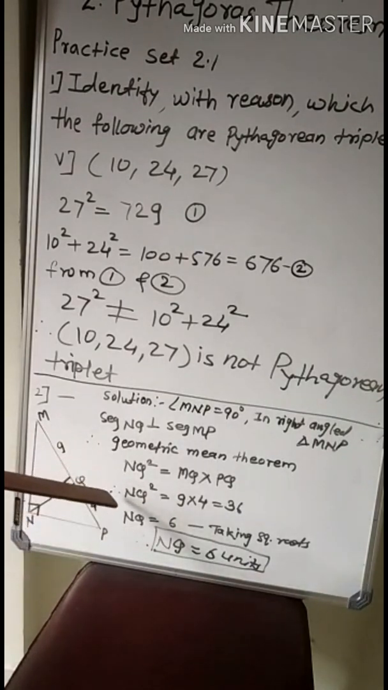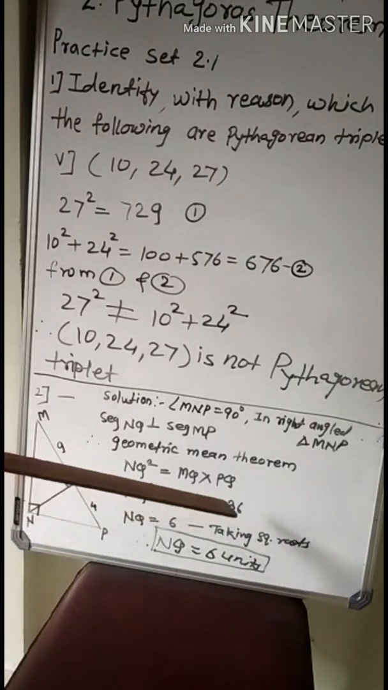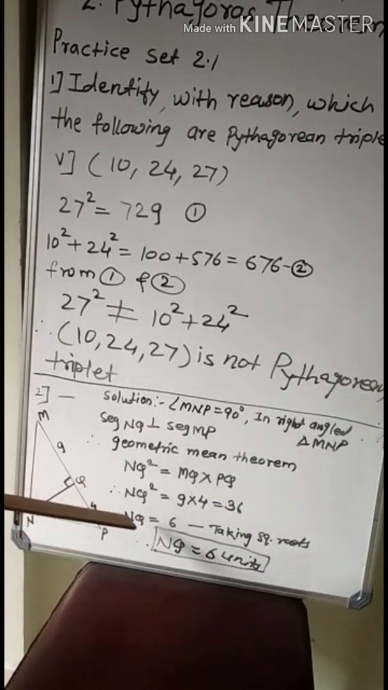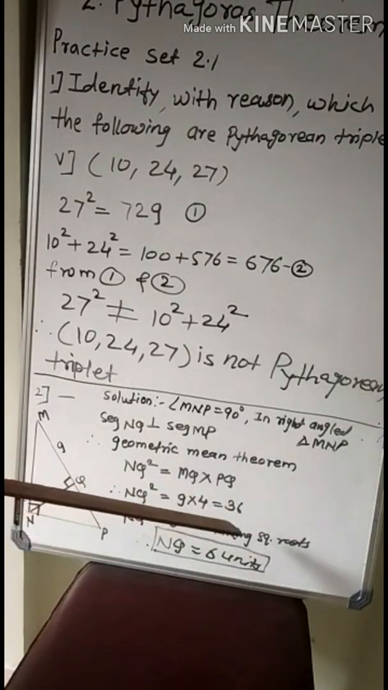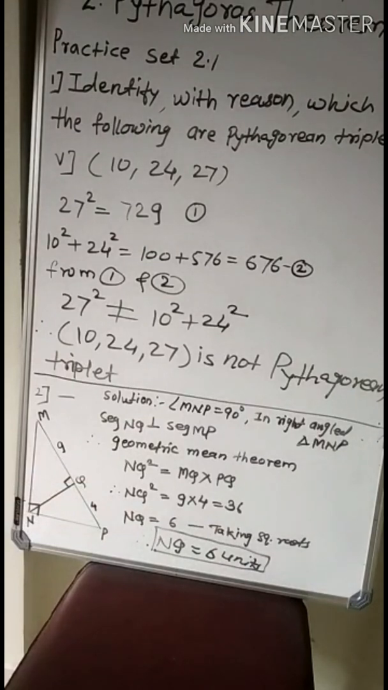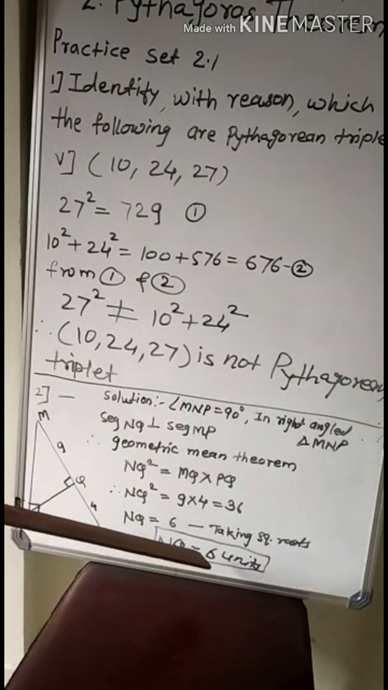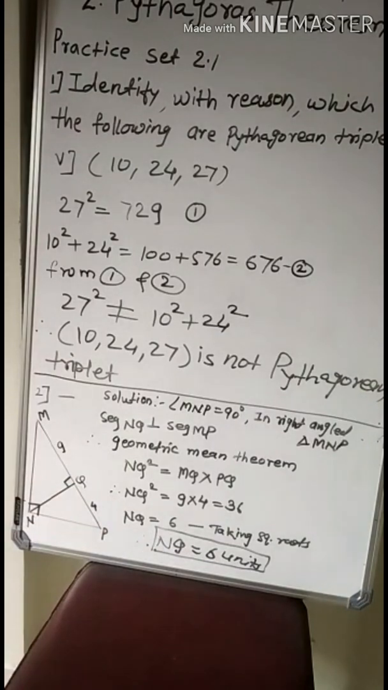By substituting the values, NQ square equals value of MQ, which is 9, times value of QP, which is 4. So 9 fours are 36. Therefore, NQ equals 6, taking square roots of both sides. Therefore, NQ equals 6 units is the answer. Questions like these are asked in board exams for 2 marks or as activity based questions. These can be converted into activity questions also.